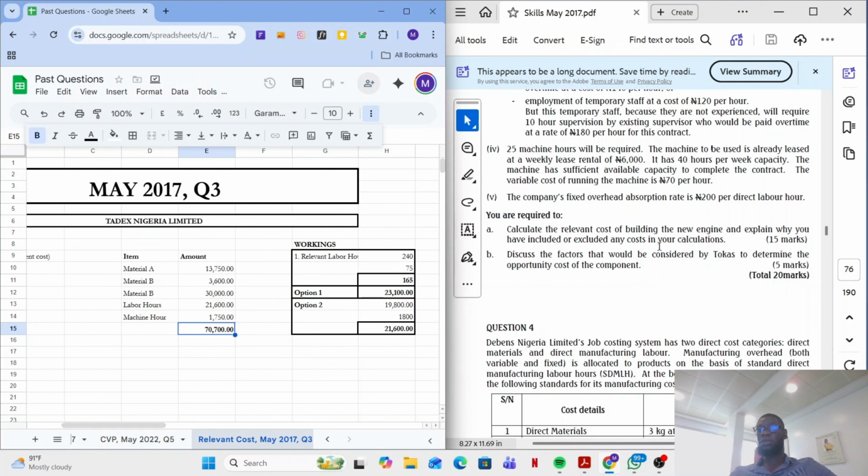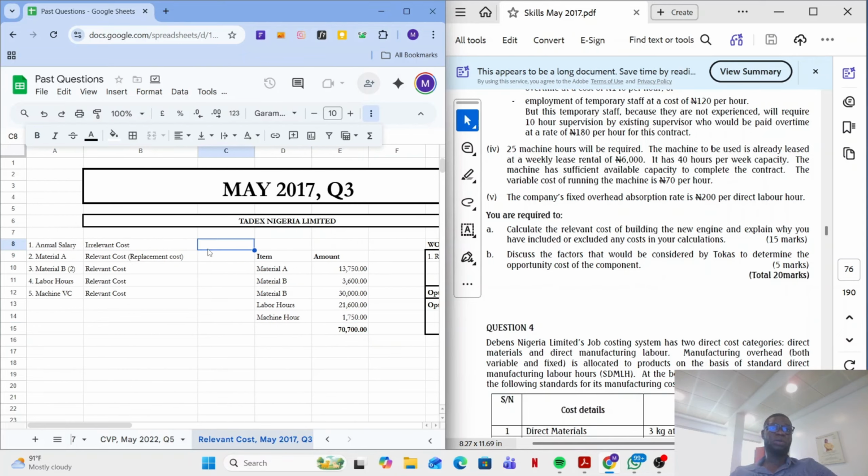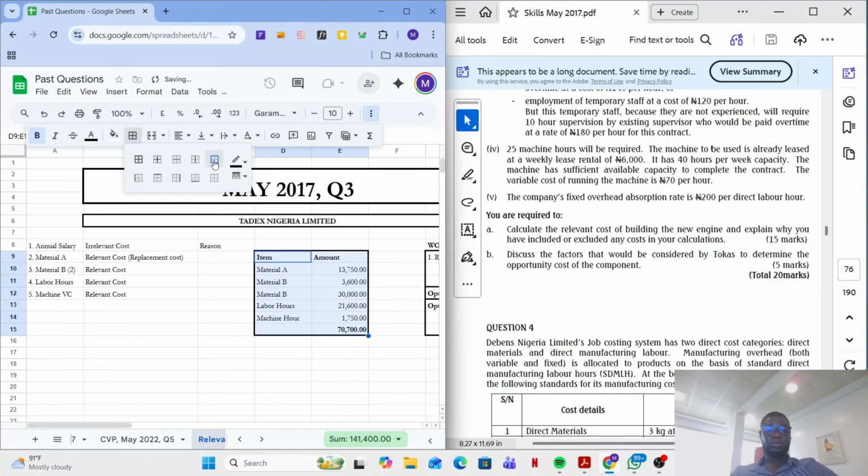The question also says to explain why you have included or excluded each cost. Of course, everything I've talked about is the reason why you have excluded the cost. So you probably want to come here and put a column and say reason. Oh, now this makes sense. You want to put those explanations that I've made there. So let me just separate this so you can get access to it.